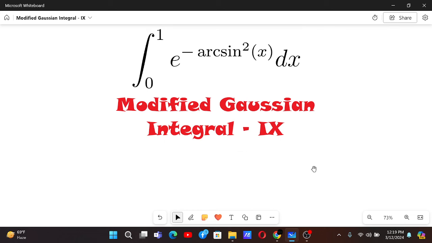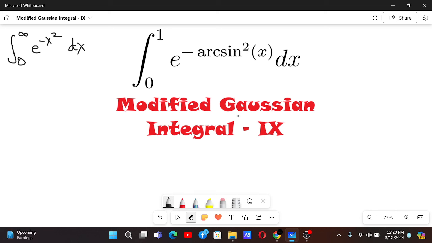Modified Gaussian integral I(x). This integral is basically a modified form of the well-known Gaussian integral from 0 to infinity of e to the power minus x squared dx. The limits are also changed for the sake of simplicity, and the x is replaced by arcsine x. Everything else is the same. And this is the ninth video in this series.